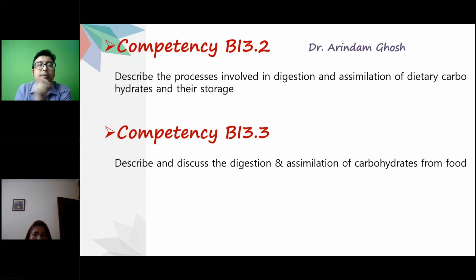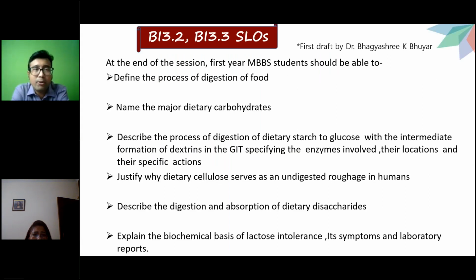Now I must mention, being the team leader, that the first draft of these 3.2 and 3.3 SLOs has been prepared by our team member Dr. Bhavyasri, but she requested any member to present this on her behalf because of her pressing family and professional commitments. So Dr. Bhavyasri, on your informed consent, I go forward with the SLOs of 3.2 and 3.3.